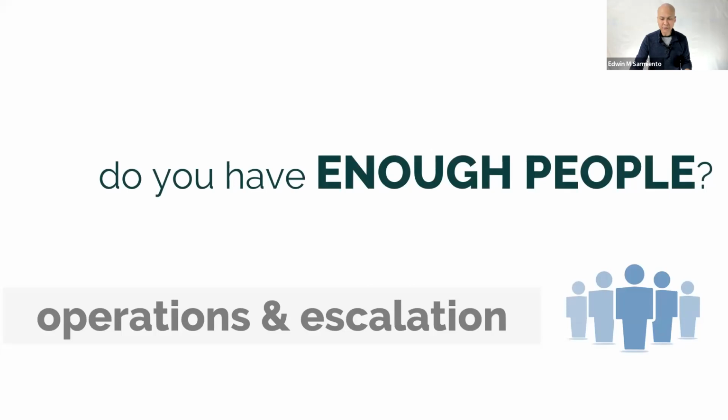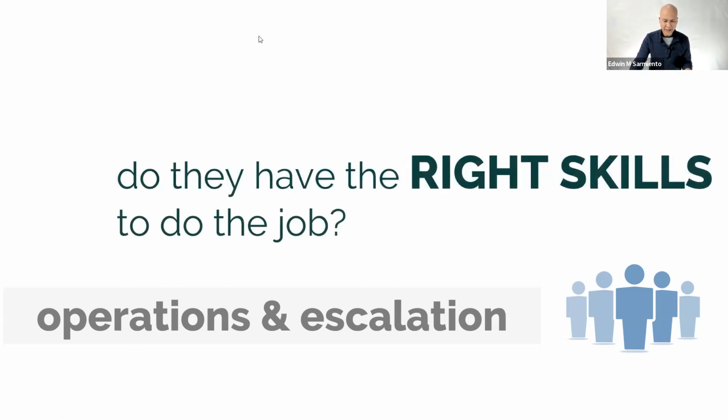You do have enough people. And I'm not just referring to people on your team, because with outsourcing and companies outsourcing to managed services providers, they have to be part of this. They need to know your internal processes. They need to know what they need to do if something goes wrong, right? Do they have the right skills to do the job? Like I said, there's a big difference between available and capable.